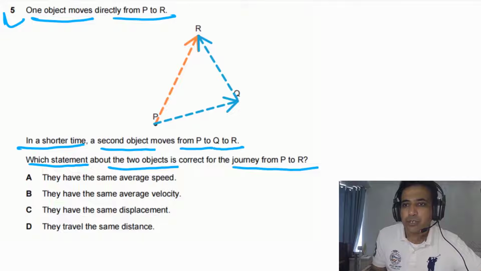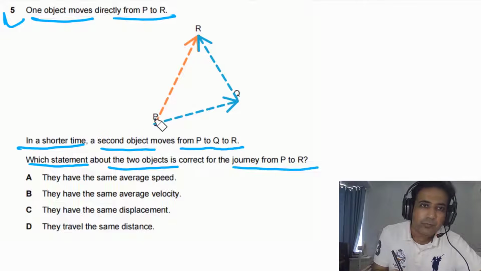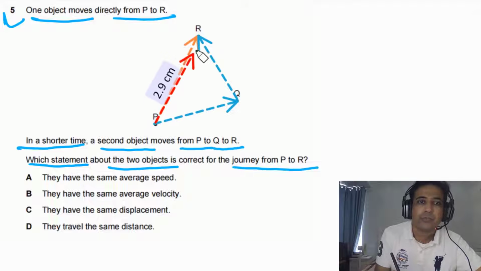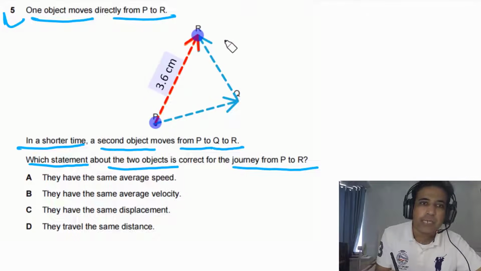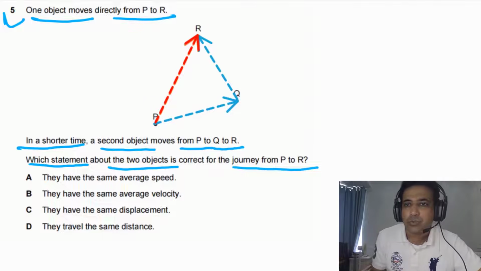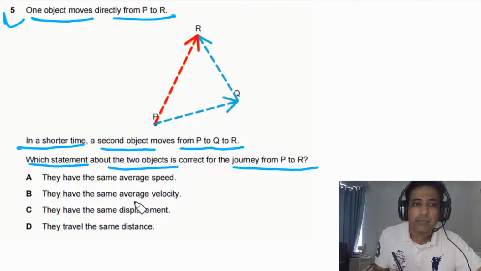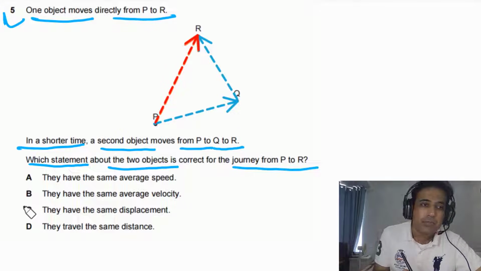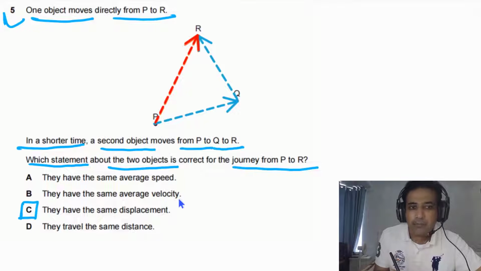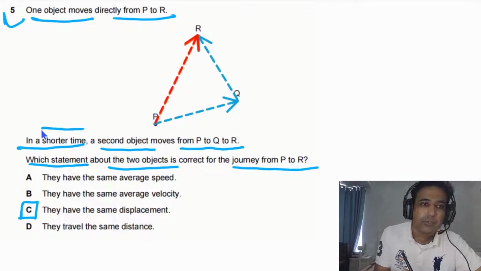So what is the displacement? The displacement of the first object is from P to R, so the displacement is this one. How about the displacement of the second, also from the initial to the final position? So the displacement of the second object is also the same. So they have different distance, but they have the same displacement. So the answer for this question has to be C. They have the same average velocity? No, because one has a shorter time.